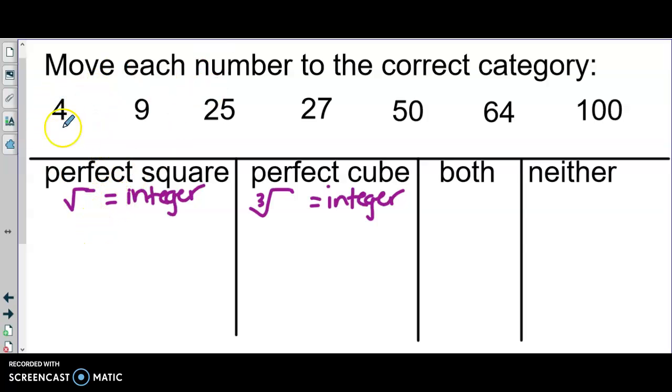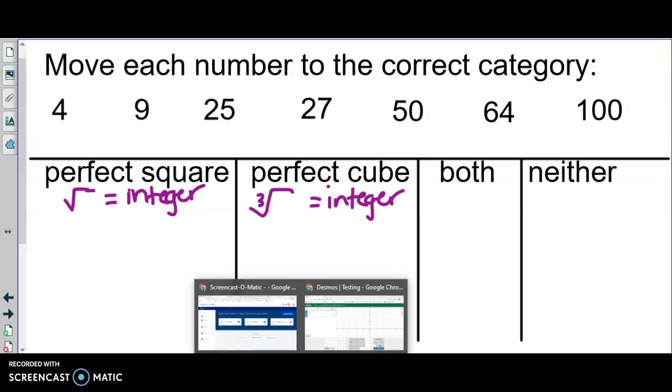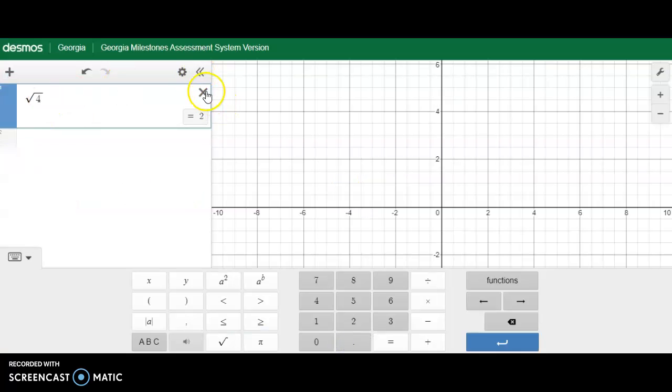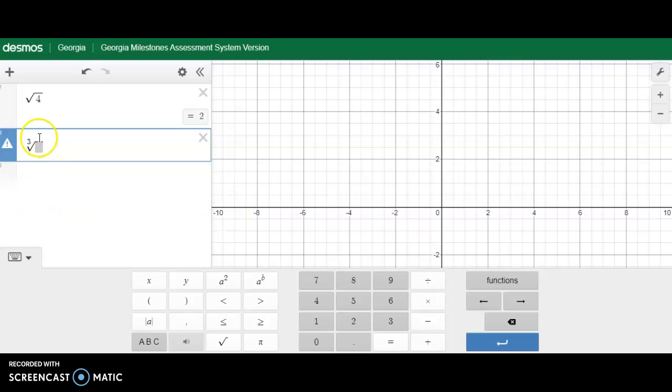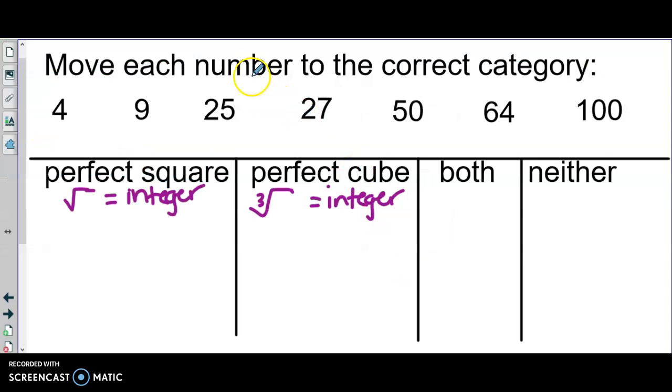Now we know that 4 can go in the perfect square category, but let's check the perfect cube category. So we're going to go over here, and remember, to do the cube root, you have to go to functions, miscellaneous, and then hit this button. We want the 3 for the cube root and then 4. Now this is an irrational number. That means that 4 is not a perfect cube. So 4 would just go into the perfect square category.